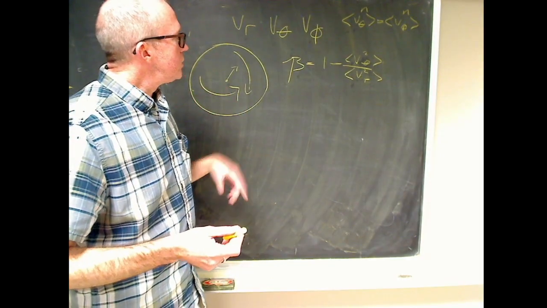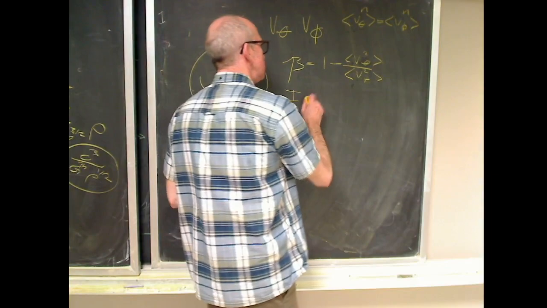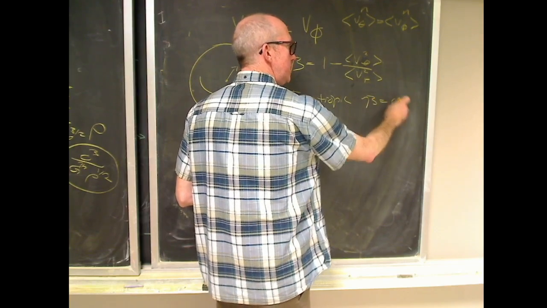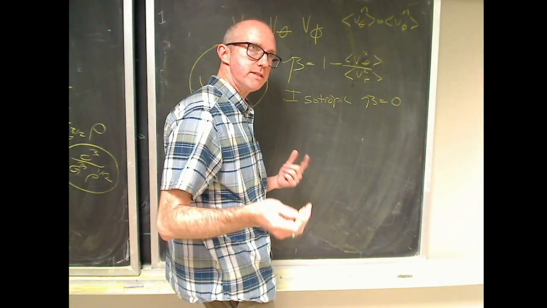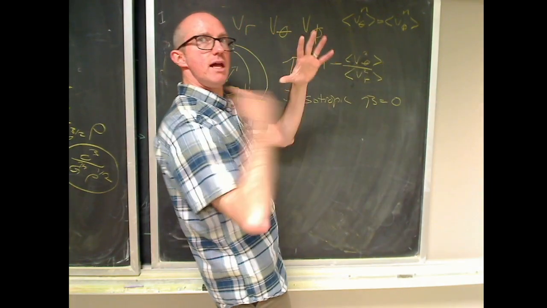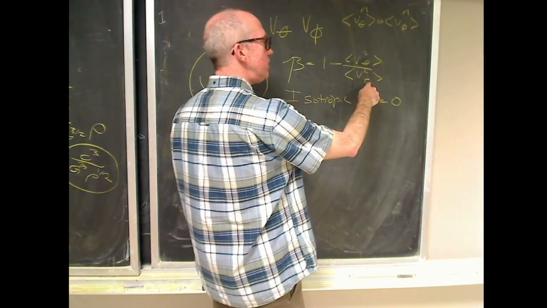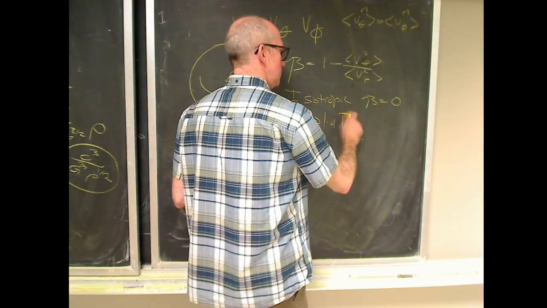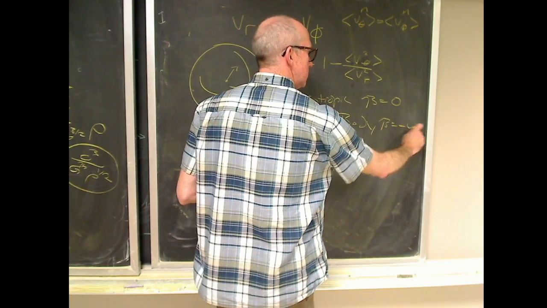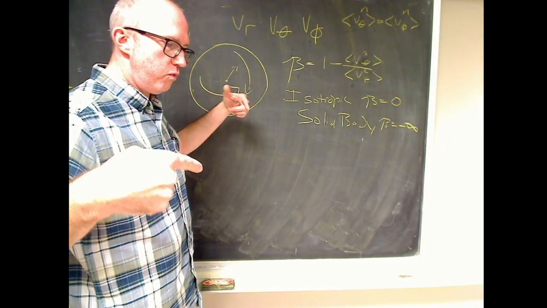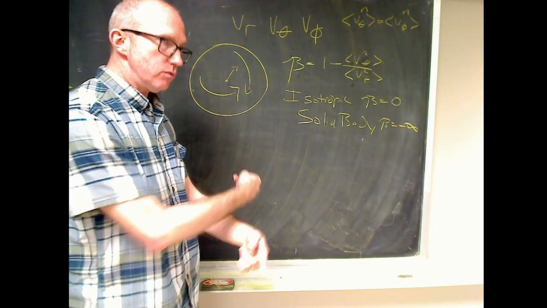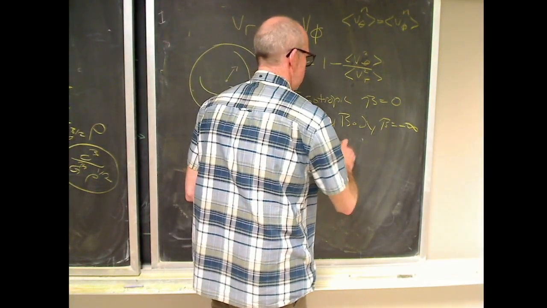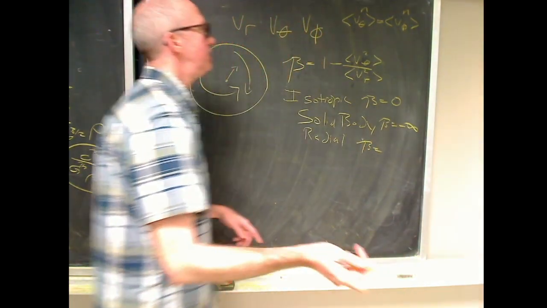Right? So if the thing is isotropic, then V theta equals VR at beta equals 0. Does that make sense? If the thing is rotating like a solid body, so everything is rotating in a circle, then VR is going to be 0, and this will be minus infinity. And if the velocity is purely radial, so everything is just going towards the center and then back out again, then beta equals what? 1. Because this is 0.